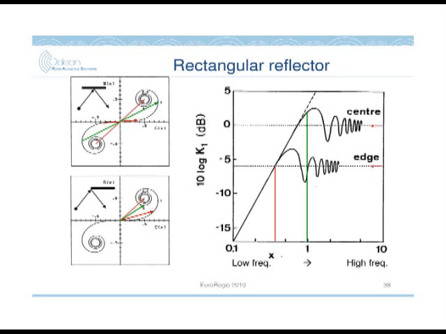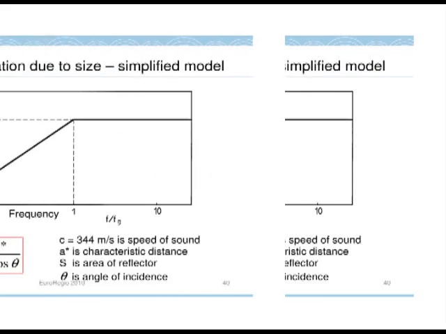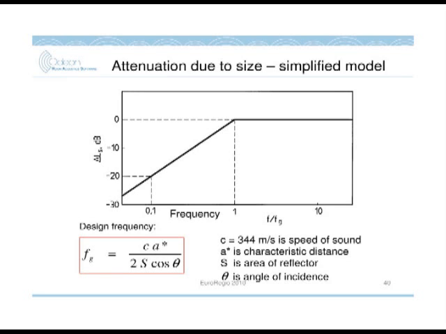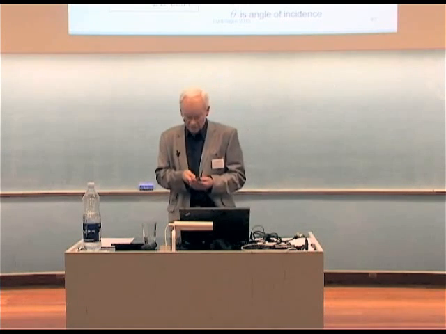Then we have here some experimental results where this theory was compared to measurements in the anechoic chamber, and quite satisfying agreement. There were a lot of experiments made to establish this model. The fluctuations at the high frequencies are not really important because there are many other things creating similar reflections in a room. The important thing is that below a certain frequency the reflection will be attenuated simply due to the finite size of the reflector.